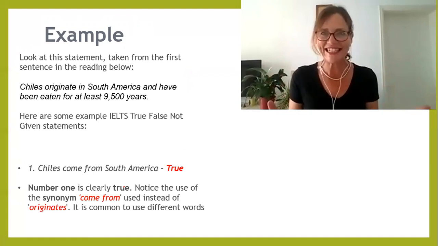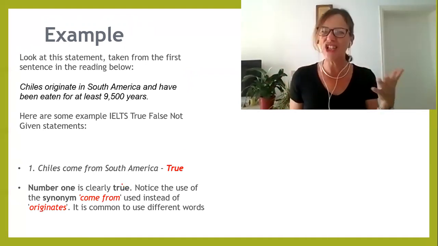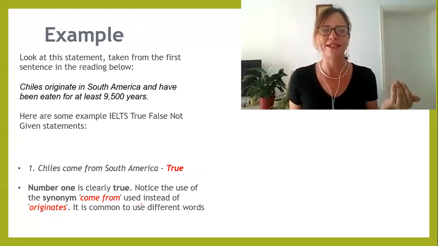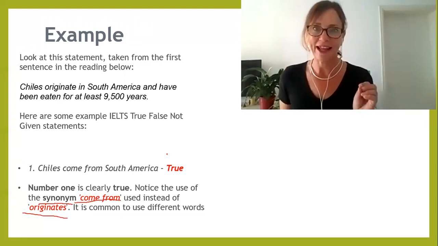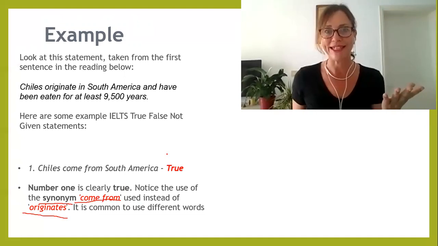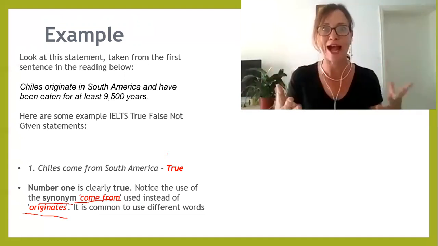Yes, easy, easy. Of course it's true. However, let's just look at a couple of things we can notice. Of course, they've used the synonym, they've used come from instead of originates. Now, I think when you're doing practice readings, you can use this as a time to expand your vocabulary.